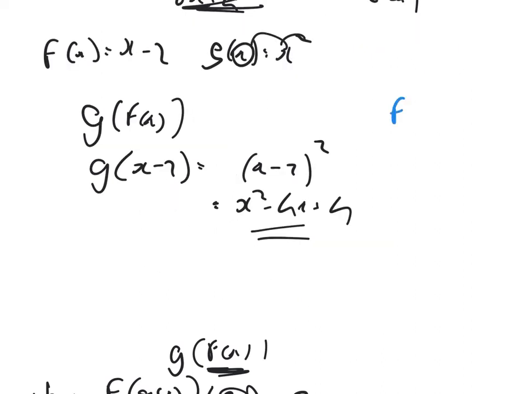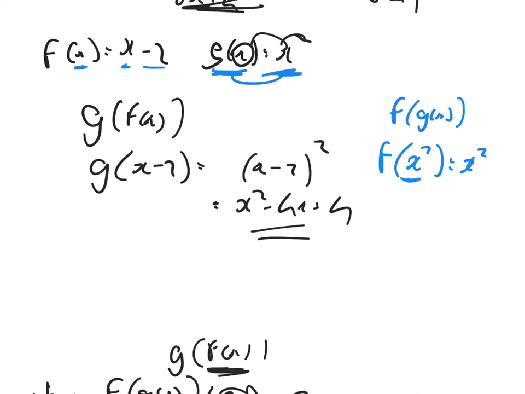Okay, so for f of g of x then, that would be f of x squared, since g of x is equal to x squared. The f function tells me whatever's in the bracket, I write it down and I take away 2.